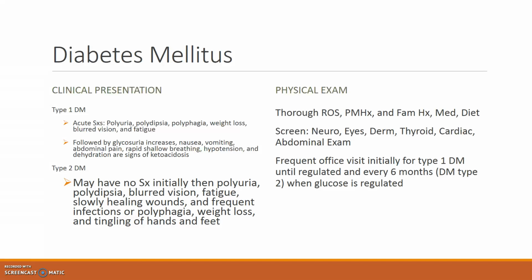Type 1, you can anticipate they're going to be seen until they're regulated. And then maybe every 6 months, maybe if they're very well controlled. It could range from daily to every 6 months. So it depends on when they were diagnosed and how compliant they are or how fragile they are. And then definitely when the glucose is regulated, that will be definitely an objective sign for you.